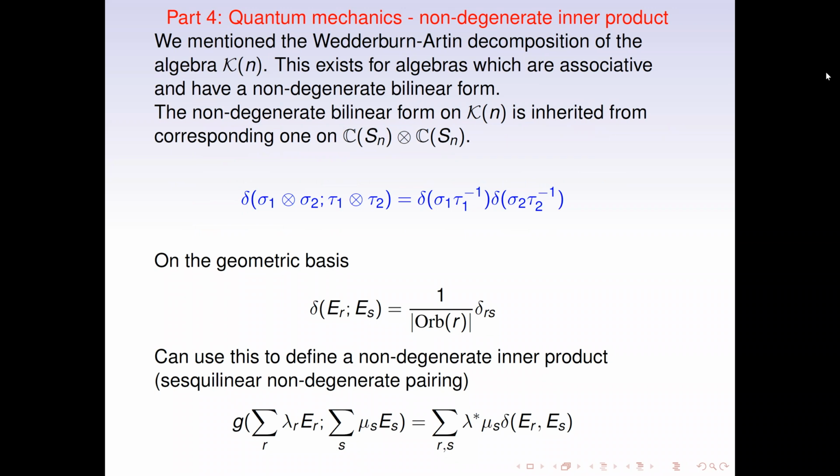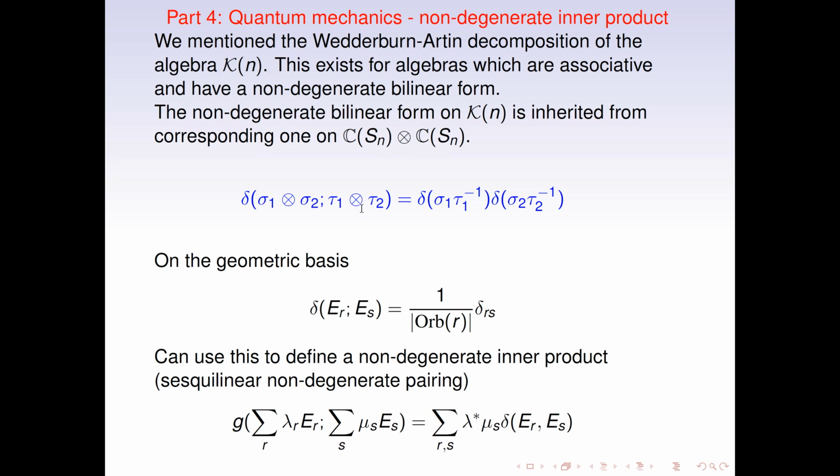It turns out that this K of n is also a nice Hilbert space. There's a nice inner product on it, inherited from the inner product on the group algebra. For sigma 1 tensor sigma 2, what's the pairing of one pair with another? There's a delta function. Essentially, the permutation pairs form an orthonormal basis. You get 1 if this permutation pair is the same as this permutation pair, and 0 otherwise.